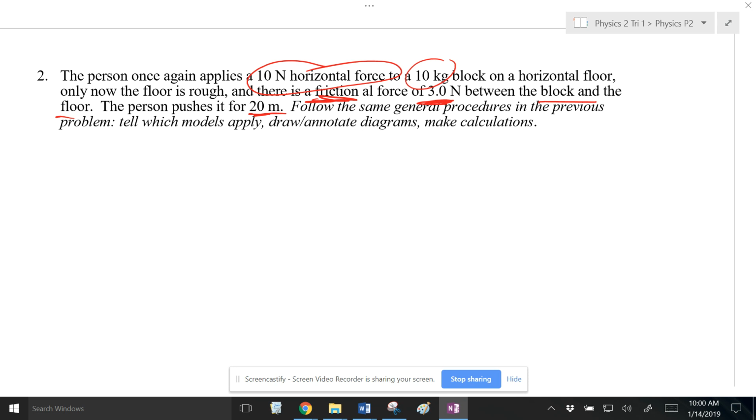Okay, so he's still pushing it, but it's going to experience friction. Typically that friction is going to pull it out the other direction. So you got 10 more.